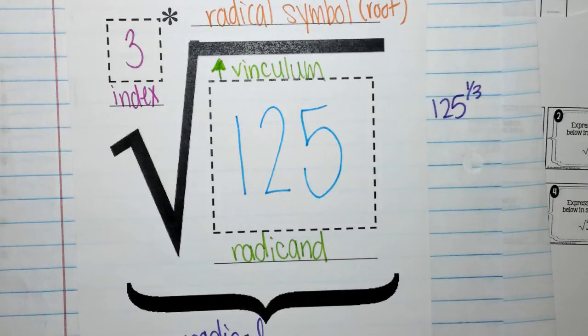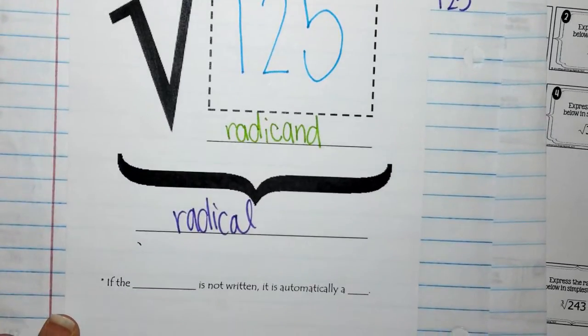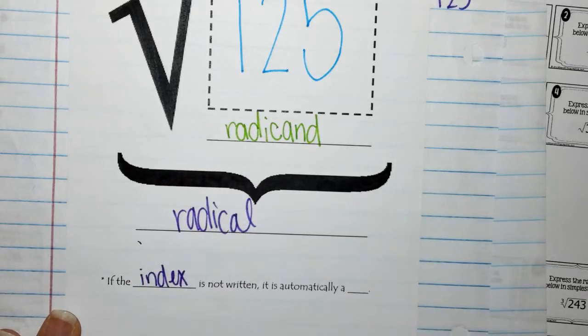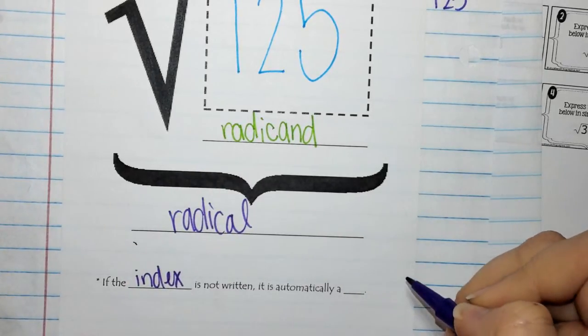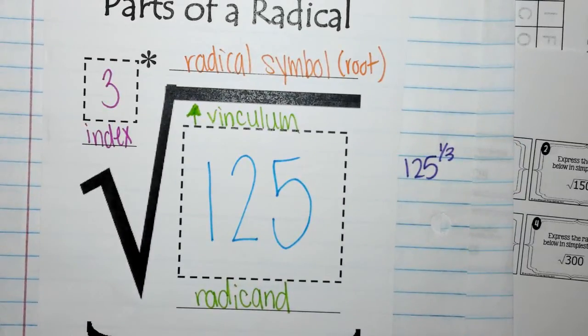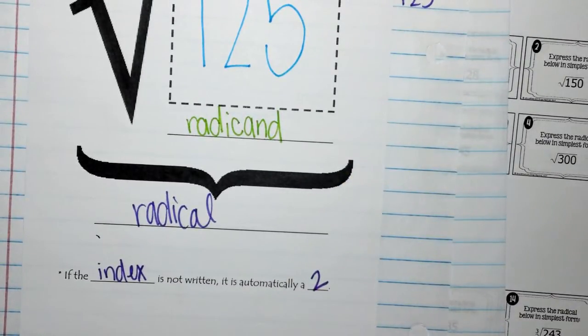Now, you see this star right here at the bottom? It says if the index is not written, it is automatically a what? Exponent. This symbol, what do we call it? A root. What kind of root? Square. So it's a 2. Take a point.